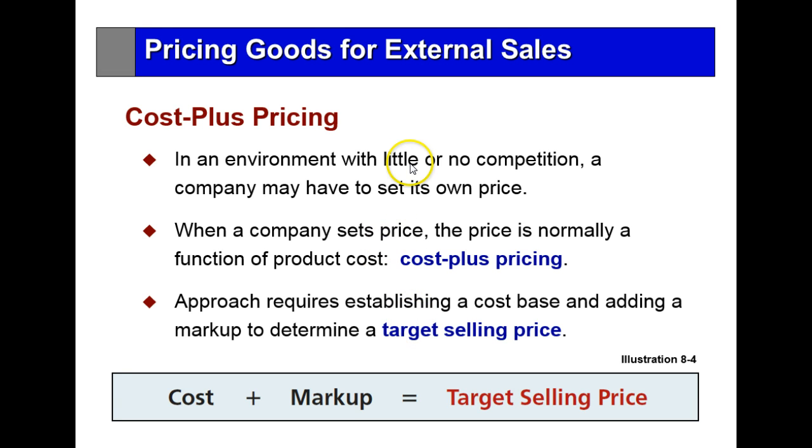Cost plus pricing. In an environment with little or no competition, a company can set its own price. When a company sets its own price, the price is normally a function of product cost, or you call it the cost plus pricing approach. It requires establishing a cost base and then adding a markup, which ultimately determines the target selling price. So the cost of the product plus the markup on the product is going to equal what we target the selling price to be. We get to use this when we get to set the price.